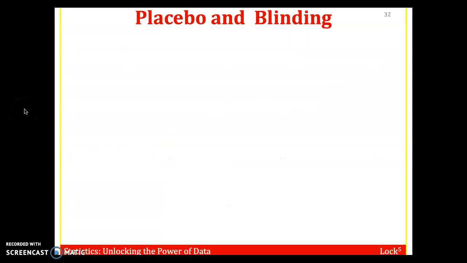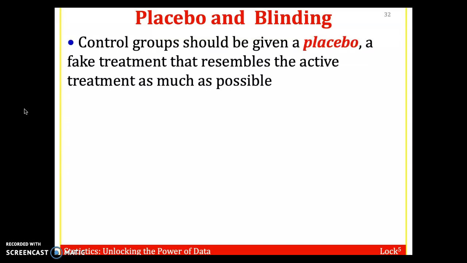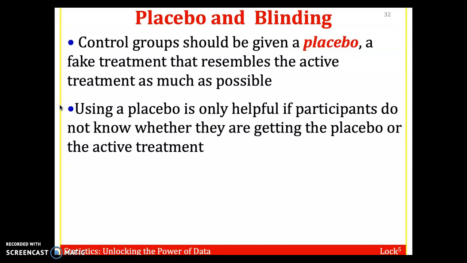All right, so one way to control for placebo is something called blinding. A control group should be given a placebo. In other words, you want to make sure the control group doesn't think they're not getting the treatment. So they're given a placebo, a fake treatment that resembles the active treatment as much as possible. Going back to the knee surgery, that's why in that study, the control group were put under and given a little slice on their knee to make them think they got the knee surgery.